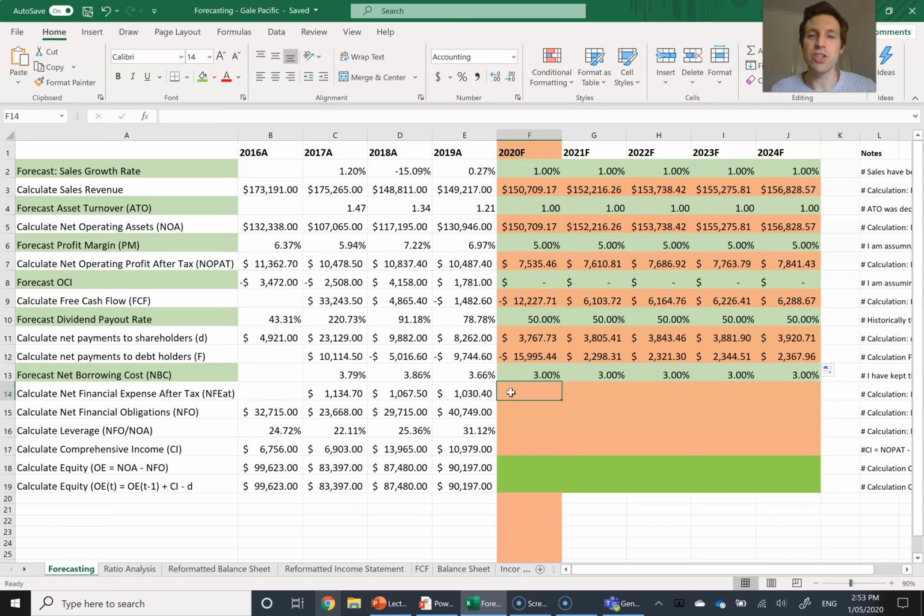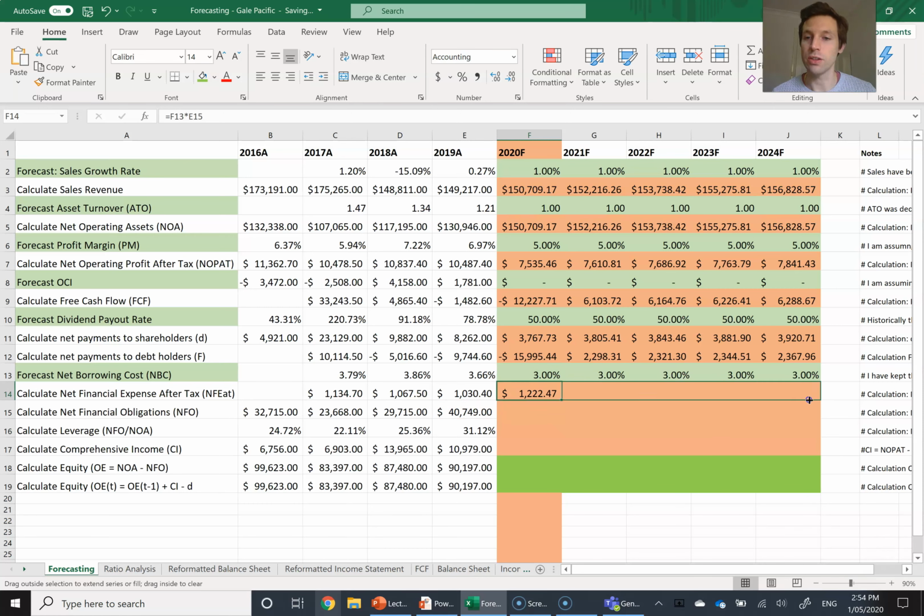To calculate how much interest I have to pay, I'm going to take my interest rate and multiply it by the amount of debt that I've got. The amount of debt I've got, I'm going to use last year's closing net financial obligations. Okay, so intuitively it makes sense. I've borrowed this amount of money and I multiply it by this interest rate to figure out how much actual interest I have to pay.